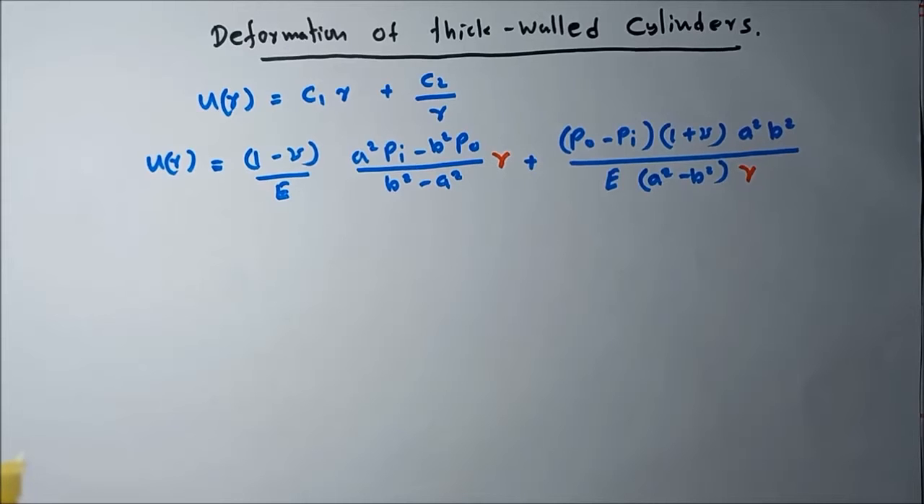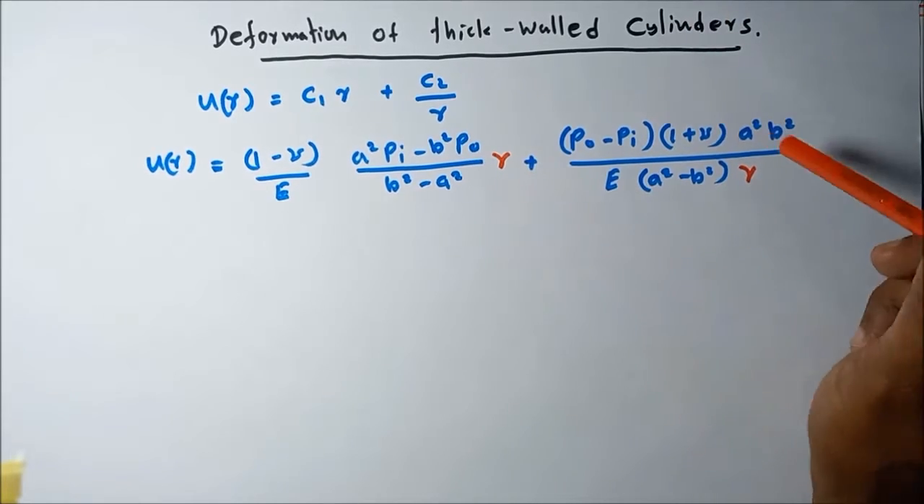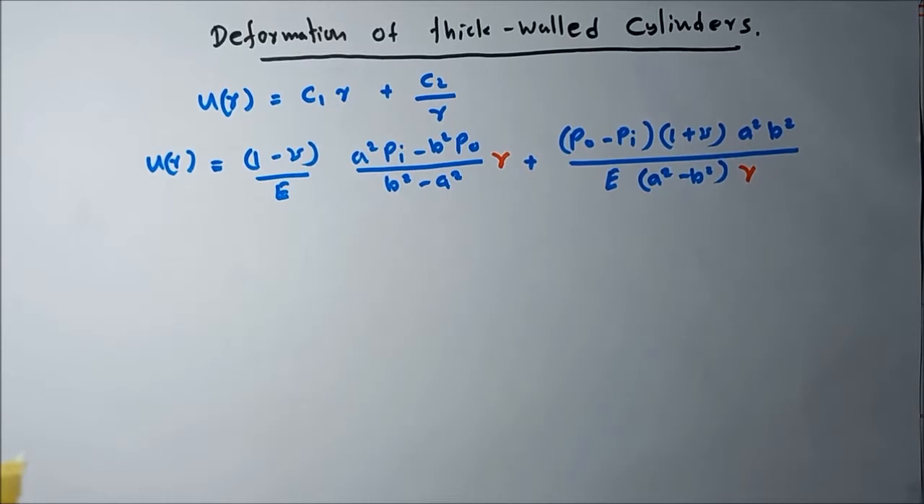Okay. Then this equation is for a cylinder under internal and external pressure both. By substituting the relevant r value, we can calculate the relevant radial displacement. Then this equation I am also going to reduce, considering the cylinder under internal pressure only situation.